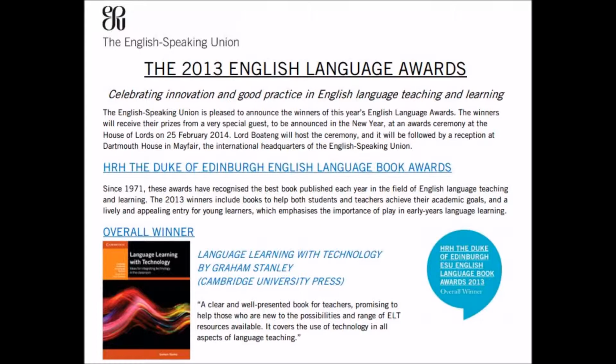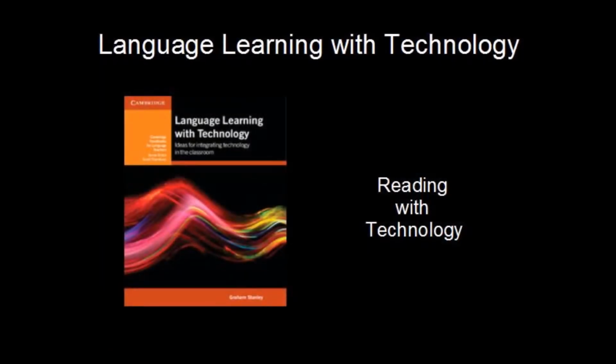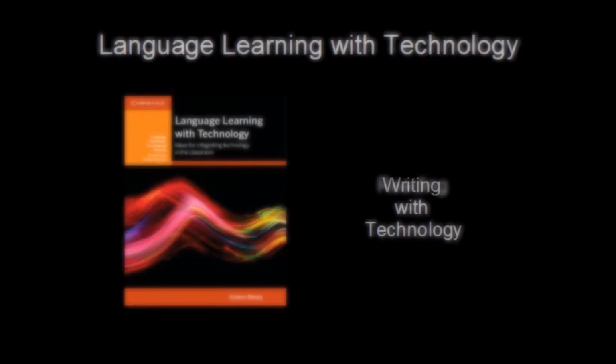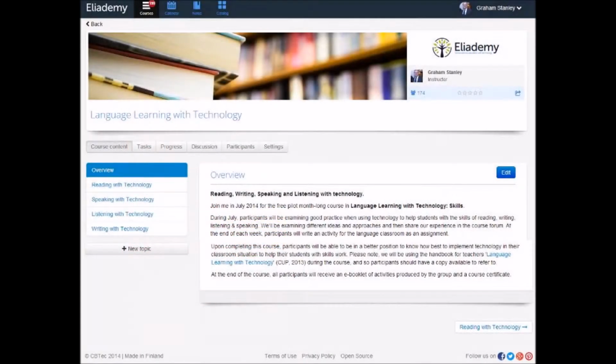This short course takes four of the 11 sections of the book, the skill sections of reading, writing, speaking and listening, and invites participants to explore the ideas and activities included in the book and relate them to their own teaching and learning contexts. During the 4 weeks of the course, we'll be exploring in greater detail how these language learning skills can best be enhanced by the use of a variety of technologies.